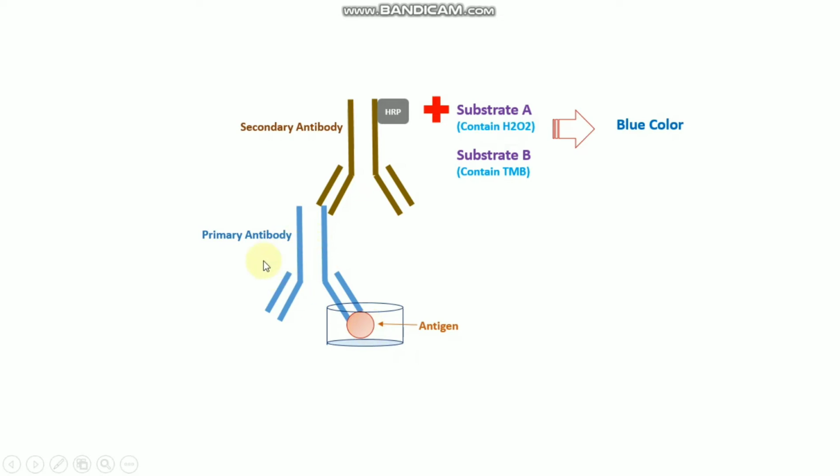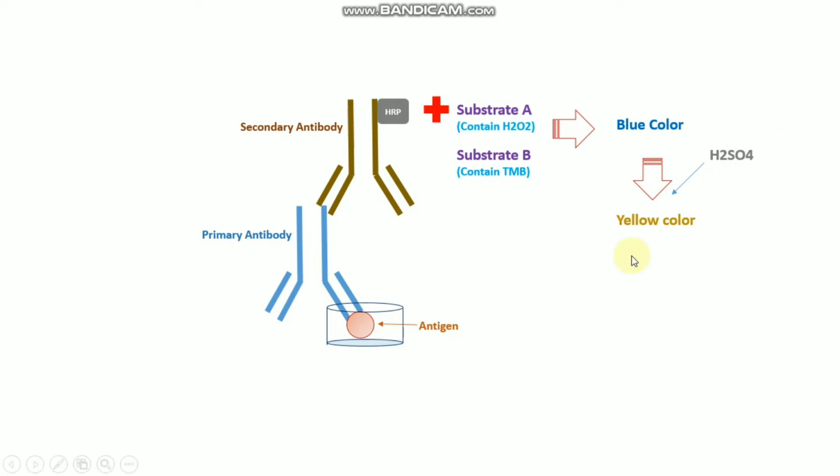The blue color intensity is proportional to the HRP activity of the primary antibody bound to the antigen. If a higher amount of primary antibody binds the antigen, that means a higher amount of secondary antibody binds the target primary antibody. So the HRP activity will be higher in this case, and the blue color intensity higher. But this blue color gradually increases unless the reaction is stopped. This is why the reaction needs to be stopped using the stop solution, which is sulfuric acid, and then a yellow color is produced.